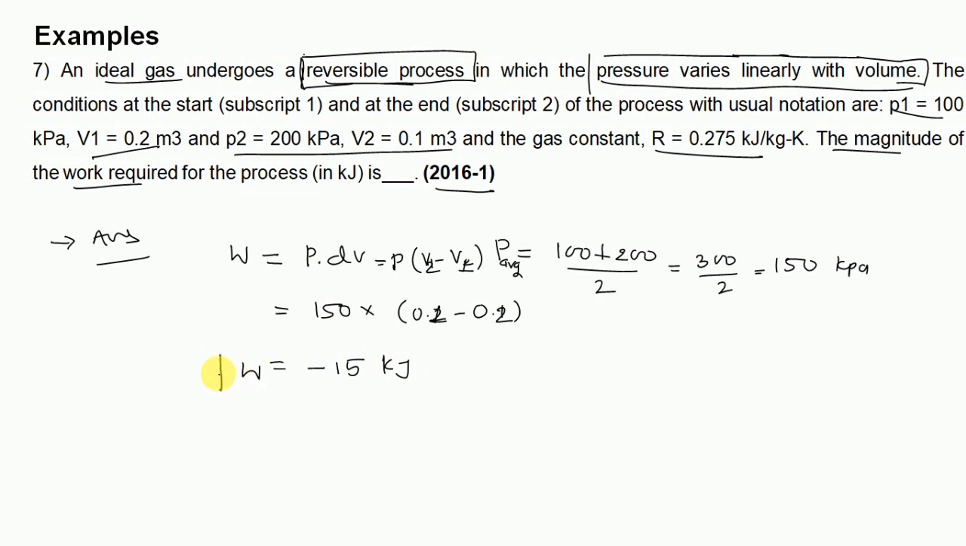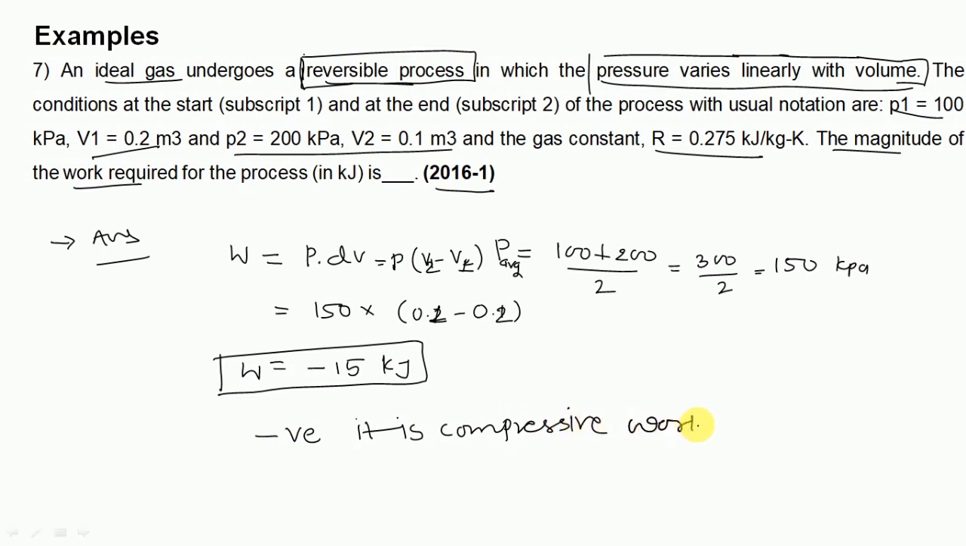The work value becomes negative. The negative sign indicates it is compressive work; a compression process is taking place. That's why the sign is minus. So it is a very simple example. You can understand it from the given information.